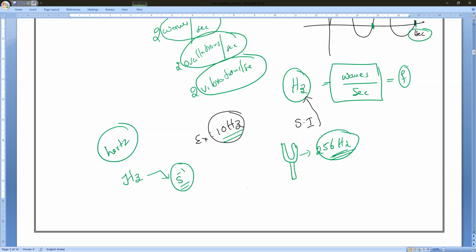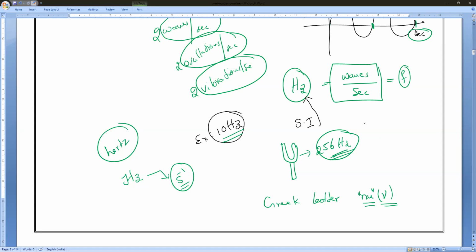And the frequency symbol is taken from a Greek letter. All are Greek letters only. That is nu. That symbol looks like a V, but you have to write it like that. Greek letter nu. That is the frequency symbol. Okay, so you can take F also. F is a common symbol which will represent frequencies.